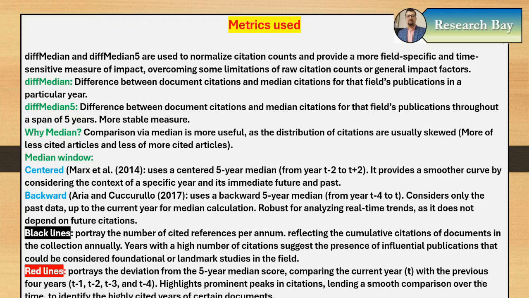Comparing the current year with the previous 4 years, that is current year -1, -2, -3 and -4. So that makes up the 5 years, and then we take the median of that. It highlights the prominent peaks in citations, lending a smooth comparison over time to identify the highly cited years of certain documents. So now let us go to BiblioShiny and see how it looks.